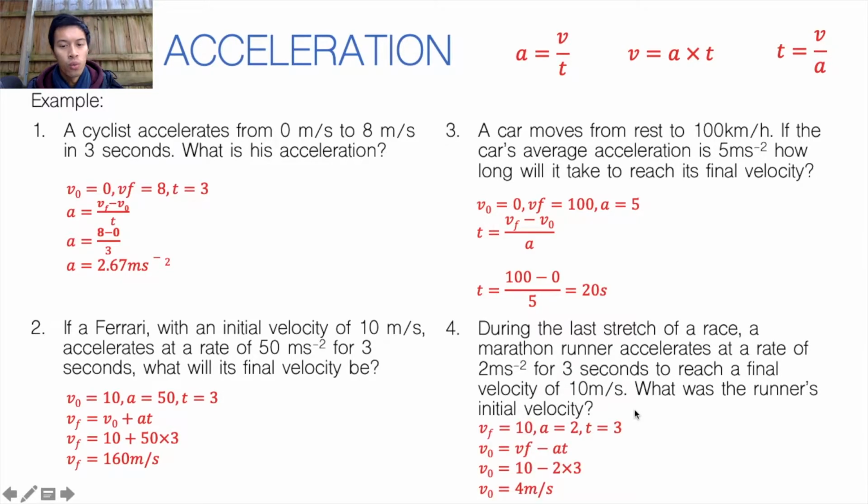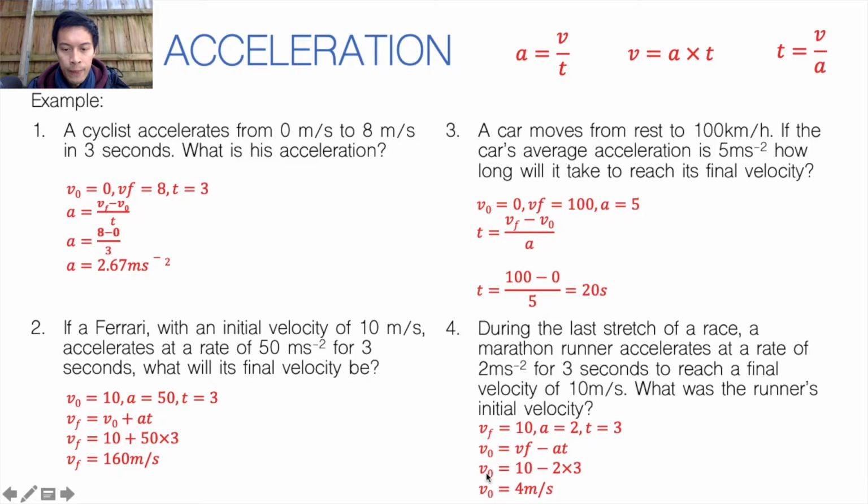We're going to punch in what we have available. It tells us that the final velocity is 10 meters per second. So he was at the end of the race. His final velocity was 10 meters per second. He accelerates at 2 meters per second squared, for 3 seconds. So initial velocity is equal to final velocity minus AT.